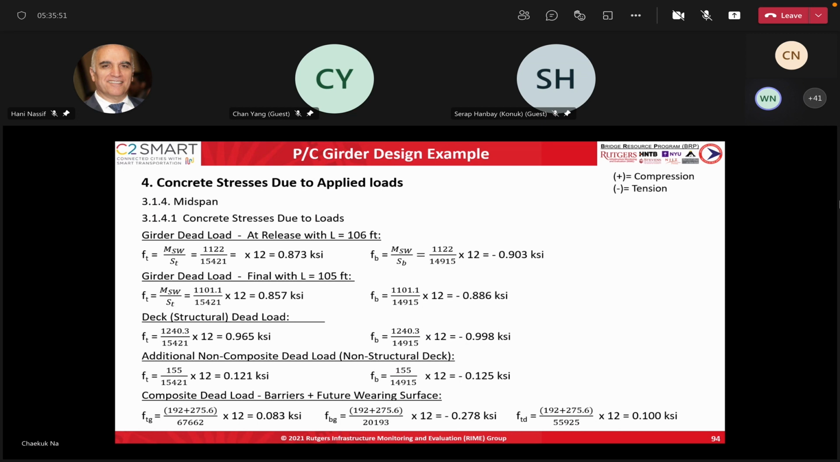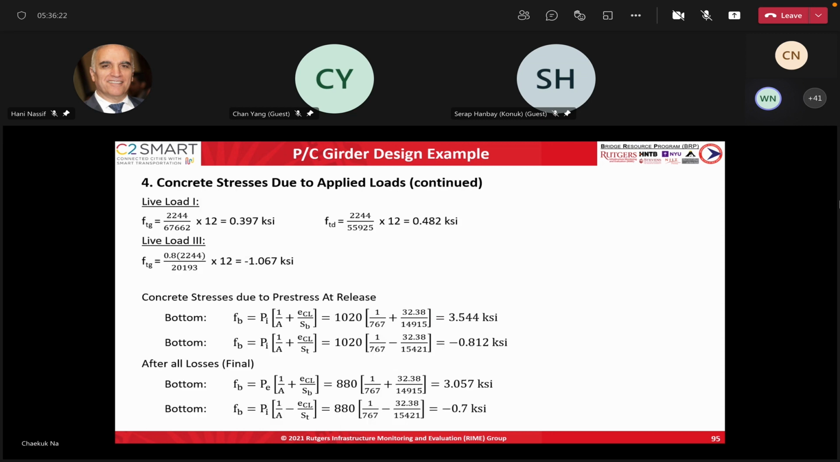But for the bottom one, composite dead load, barriers, and future wearing surface, you can see that the values of FT and FB are different. Now, why? Because these are placed above the deck. So the deck would hold these parts, the barriers and the future wearing surface. So these values are for the composite section. Okay, the next slide.